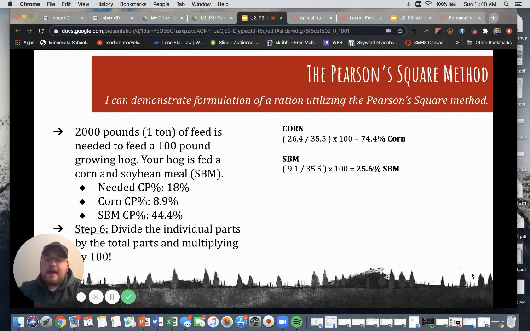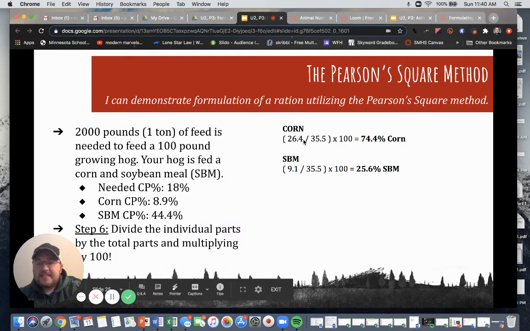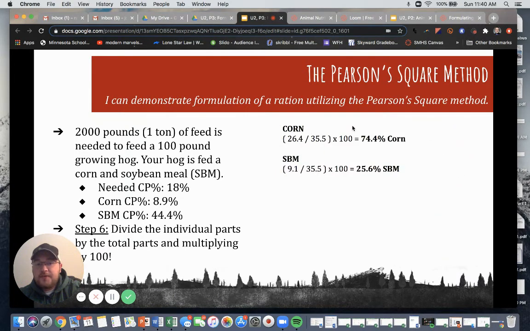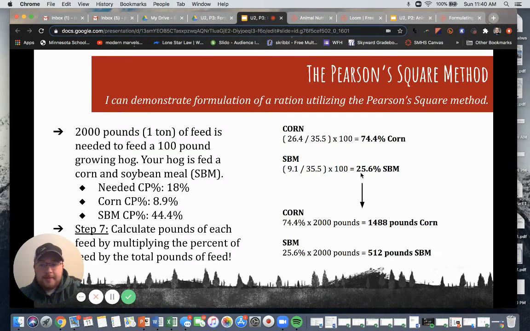Now we're going to do some math. We're going to divide the individual parts by the total parts and multiply by 100. So again, we had 26.4 parts of corn right here, divided by our total of 35.5 times 100. That means that our diet should be 74.44% corn. We're going to do the same for soybean meal. 9.1 parts divided by our total of 35.5 times 100 gives us 25.6% of our diet should be soybean meal.